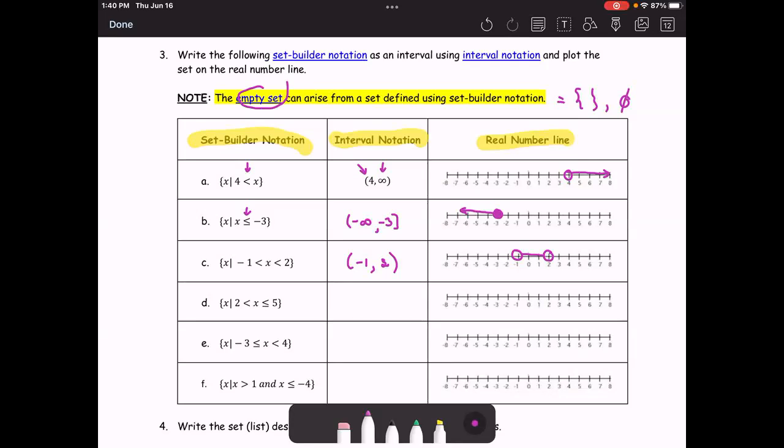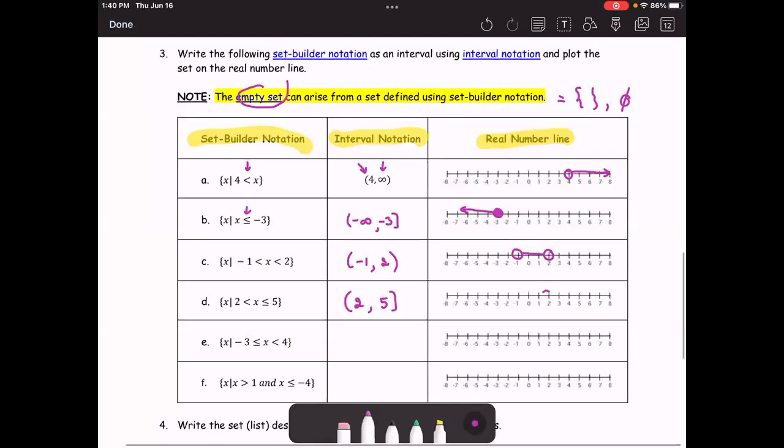Part D, the set of x such that 2 is strictly less than x. So 2 would be the left end. And x is less than or equal to 5. So 5 on the right end. Strictly greater than 2, so put the open parenthesis on the left end. Square bracket on the right end. Locate the value 2 using the empty circle. Locate the number 5 using the solid circle because we include 5, not including 2. And then use a line to connect these two circles.